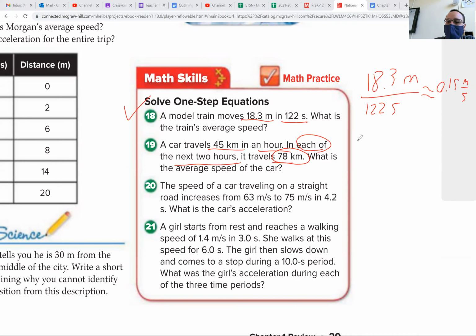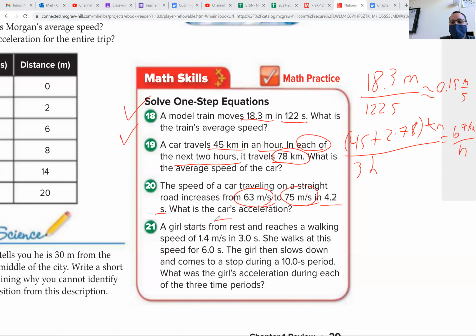So you've got 45 plus 2 times 78, in kilometers, divided by 3 hours. If you do all of that out, you get 67 kilometers per hour, okay? 67 kilometers per hour. Then the speed of a car traveling on a straight road increases from 63 meters per second to 75 meters per second. Okay, so we have a change in velocity in 4.2 seconds. What is the car's acceleration?